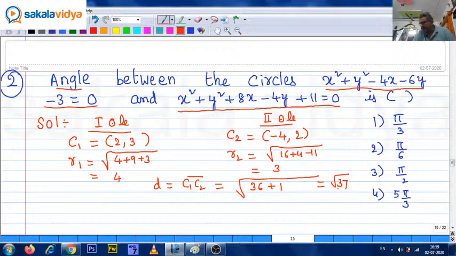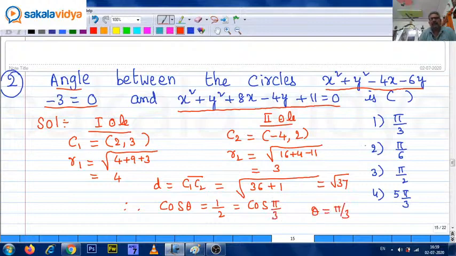Same as the previous question. Understood now? R1 is equal to 4, R2 is equal to 3, D is equal to root 37. So we get cos theta equal to 1 by 2, that's equal to cos 60 degrees. Cos 60 means pi by 3, theta is equal to pi by 3. So the first option is the right option.